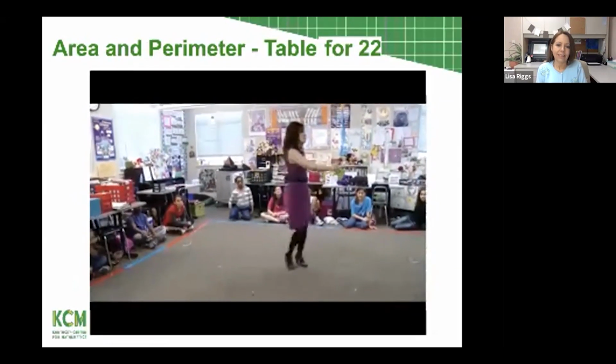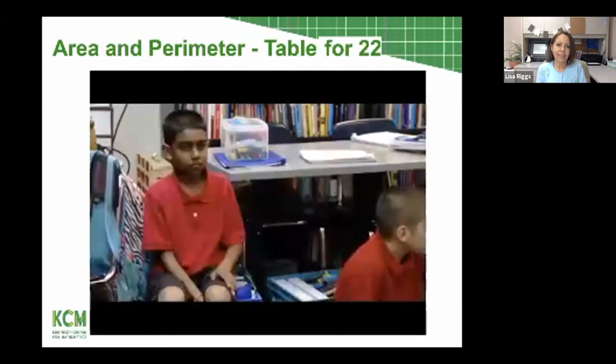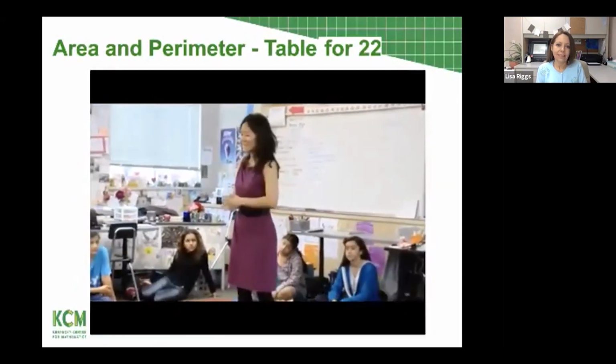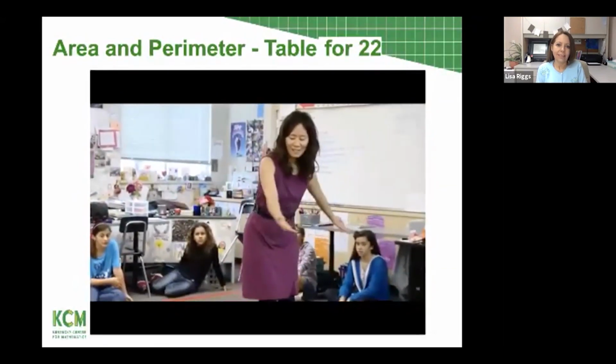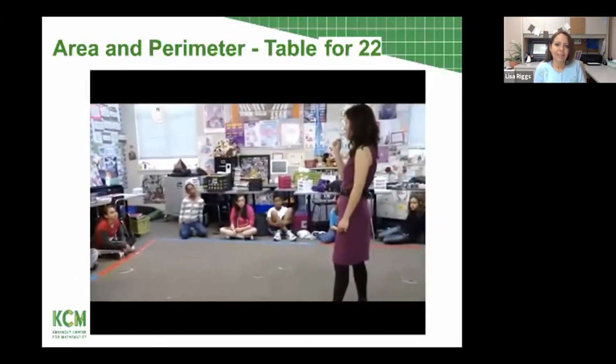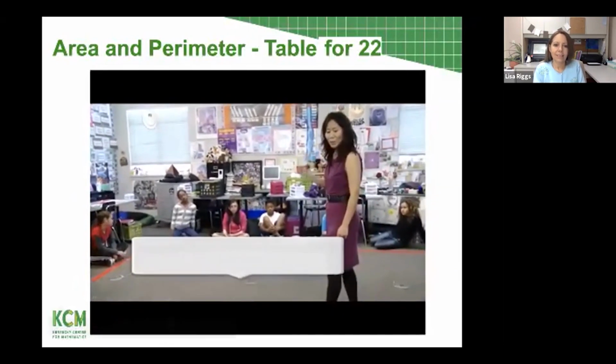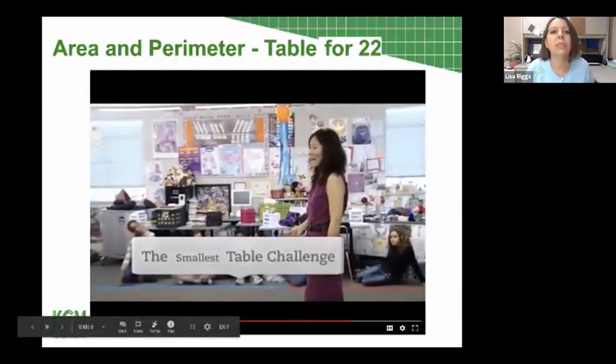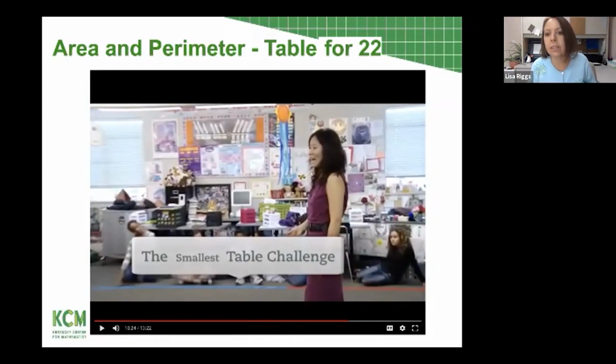What is the perimeter of this rectangle? 22 yards. And what is the area inside? 30 square yards. Interesting. Task number 2. I'm going to turn around again. All right, so I'm going to stop our video there because of time.